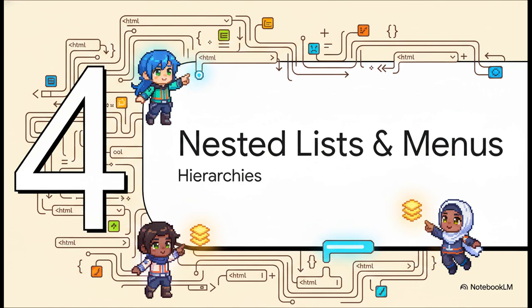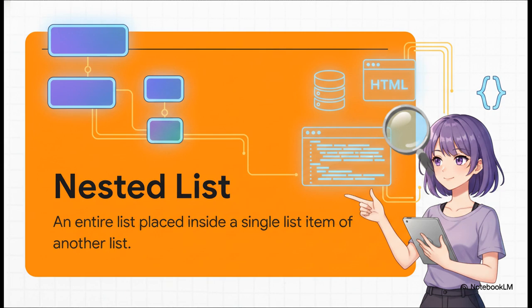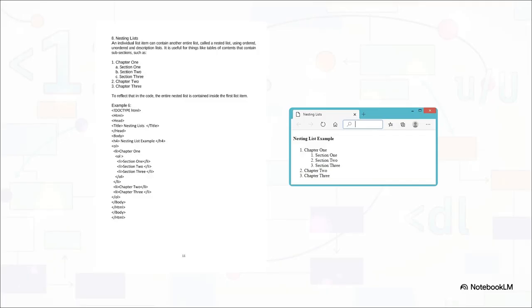Awesome. On to section 4, nested lists and menus. Once you've got the basics down, you can start combining them. A nested list is exactly what it sounds like. It's an entire list placed completely inside a single list item of another list. This is exactly how we create deep hierarchies and subcategories. If you look closely at Chapter 1 here, inside its LI tag, right before it closes, we open a brand new OL tag. We add 3 subsections and then close it. The browser is super smart.